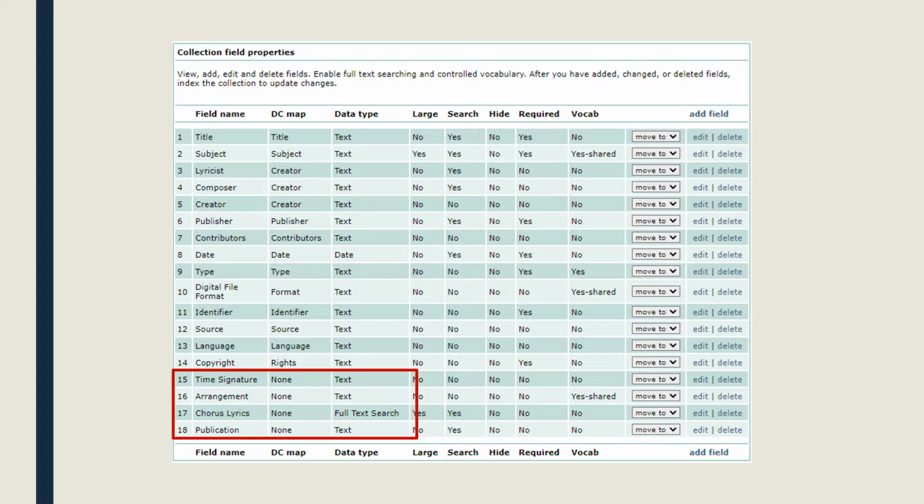time signature, so 4/4 versus 6/8, and arrangement. Is it vocal? Is it piano? Are there any other instruments that would have been included in this song? And then chorus lyrics, which is something I'm slightly proud about. We'll talk about that a little bit later. And then publication. Really, the biggest difference is what's the difference between a publisher and a publication. We'll talk about that in the next slide.